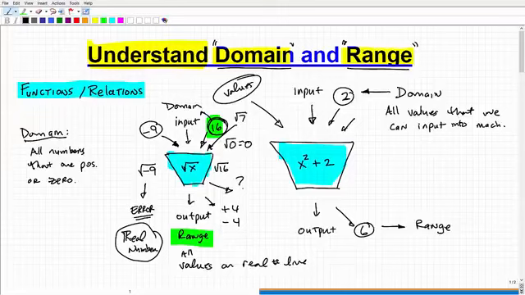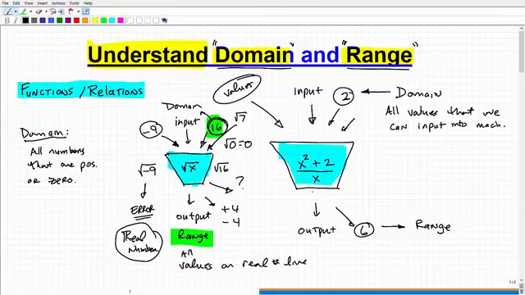But let's take a look at this function here, and let's change it up for a second. What if I plugged in x squared plus 2 over x? Let's say that was our function rule. Now I want you to think about the domain. Are there any numbers that we could throw into this machine that could end up breaking the machine or hurting the machine?